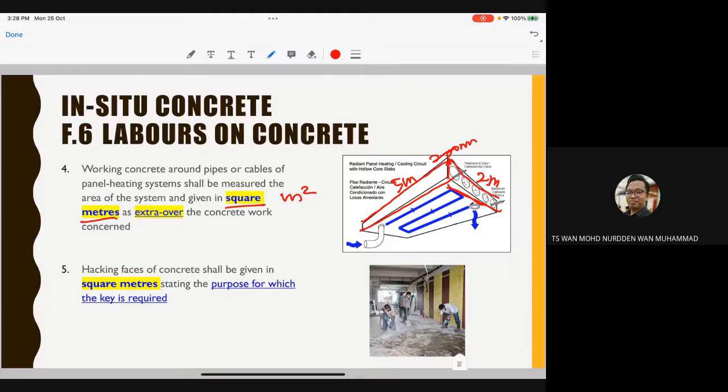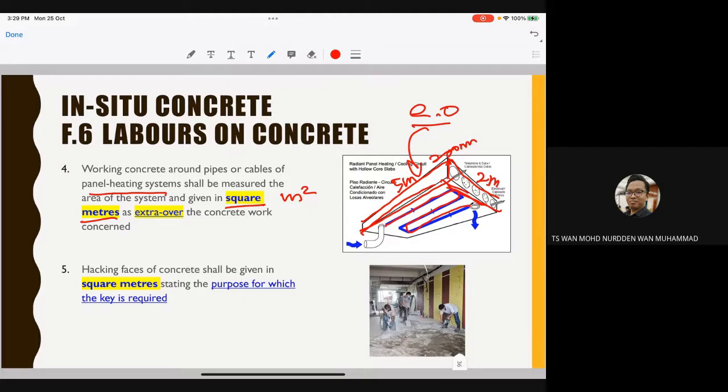Okay, working concrete around pipes and cable, panel heating system. Apa maksud panel heating system ni? Okay, kat Malaysia kita tak ada lah benda ni kan. Tapi kawasan-kawasan yang memerlukan benda ni, maksudnya kita ada this slab, okay, and inside the slab kita ada panel heating system yang mana untuk memanaskan the slab tu. Okay, of panel heating system shall be measured the area of the system. Area dia 5 by 2 lah, for example kat sini. Extra over kepada konkrit itulah.